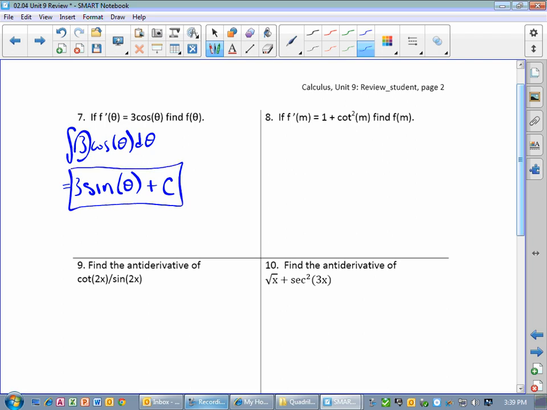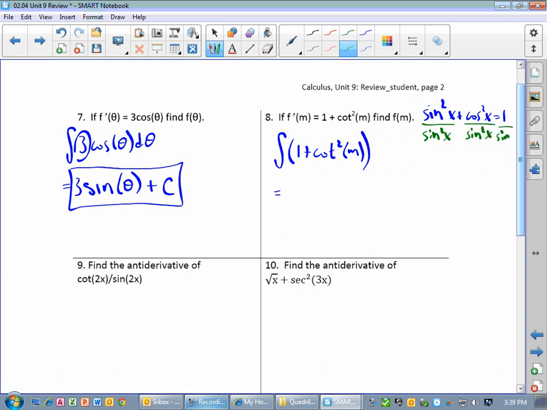We're given the derivative, we want the function, so we integrate 1 plus cotangent squared of m. Now at this point we need to use one of our Pythagorean identities. I start off these problems by writing down sine squared x plus cosine squared x equals 1. Which one would give me cotangent? Well, cotangent is cosine over sine. So I divide everything by sine squared x.